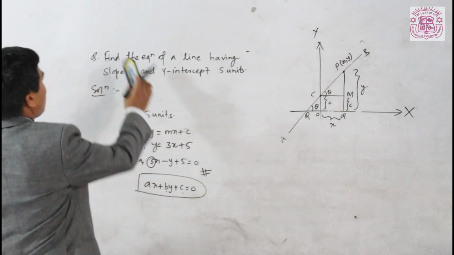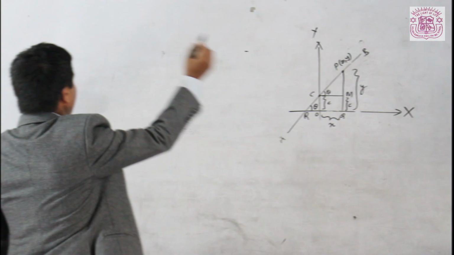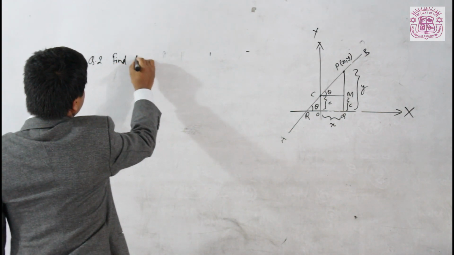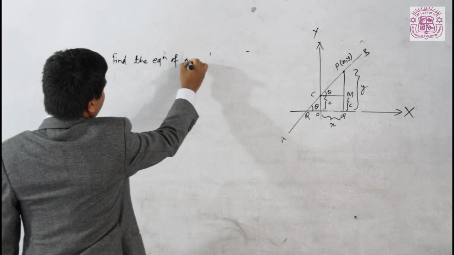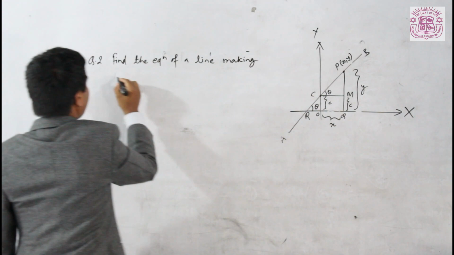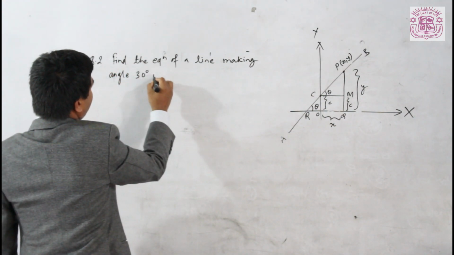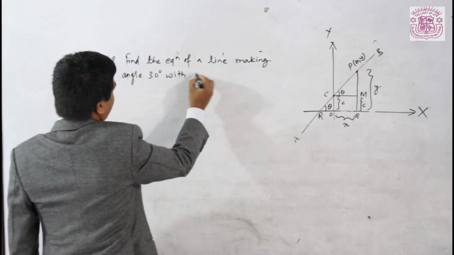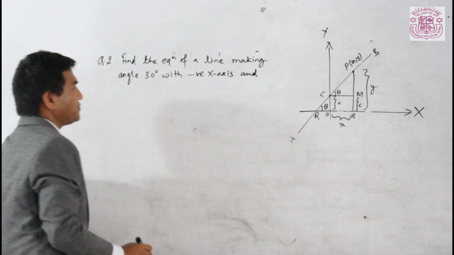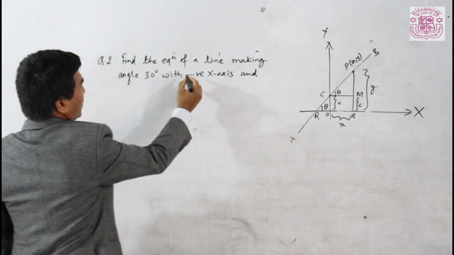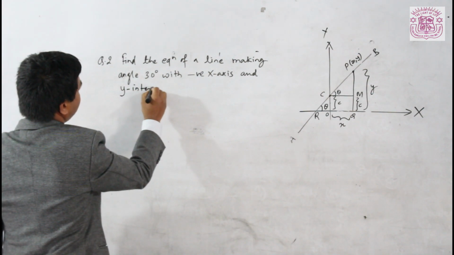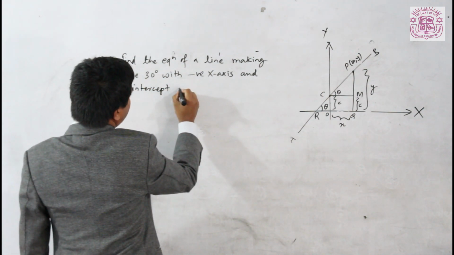Okay, let's do one more question. Now the second question is: find the equation of a line making an angle of 30 degrees with the negative x-axis and y-intercept minus 5 units.